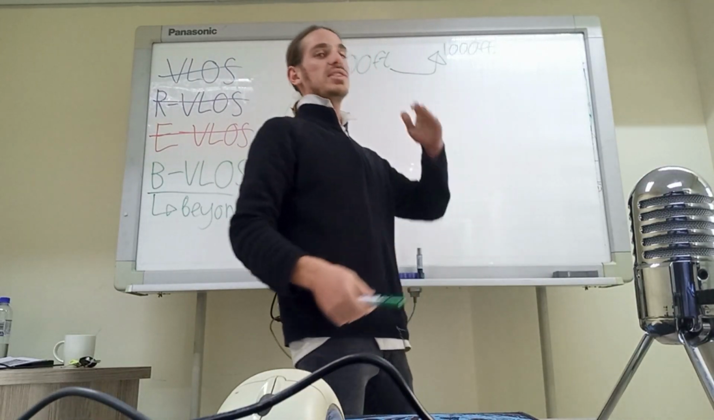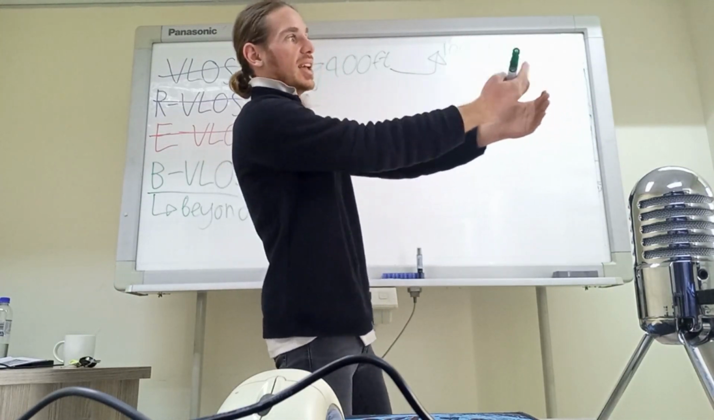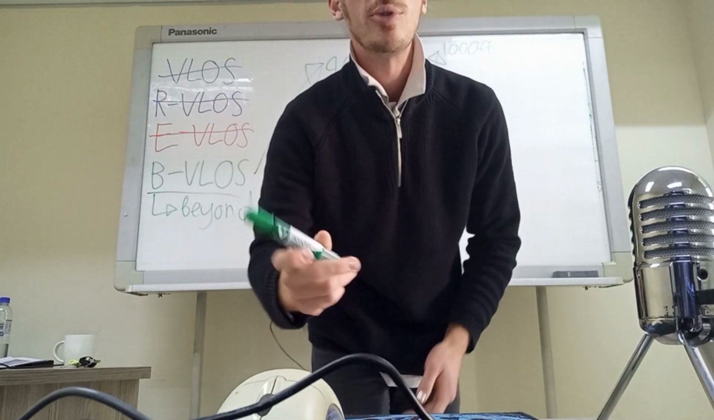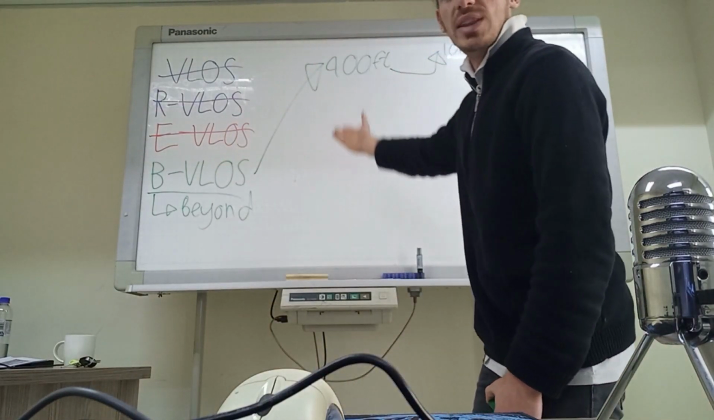If I'm flying my drone on the other side of this wall, it doesn't matter that it's even in VLOS conditions, right? That's not even 20 meters away. But I can't see the drone. Therefore, it is classified as a BVLOS mission. And that is the difference between those 4 things there.